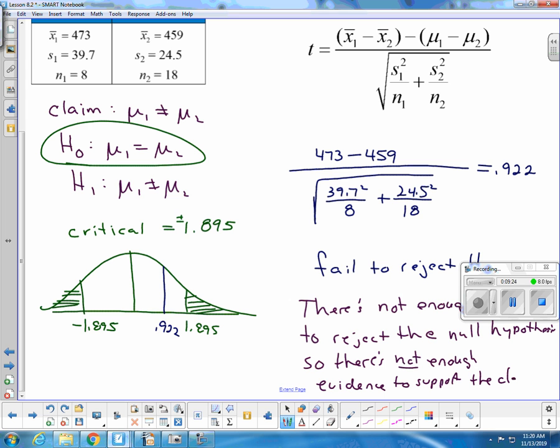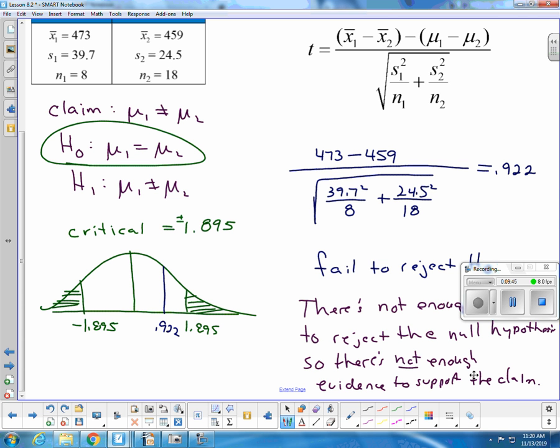So again, the null is not always the claim. You've got to know if it's the same thing or not. I am not going to reject the null. Our null is basically saying they should be the same. Okay? Make sense? Take your time.